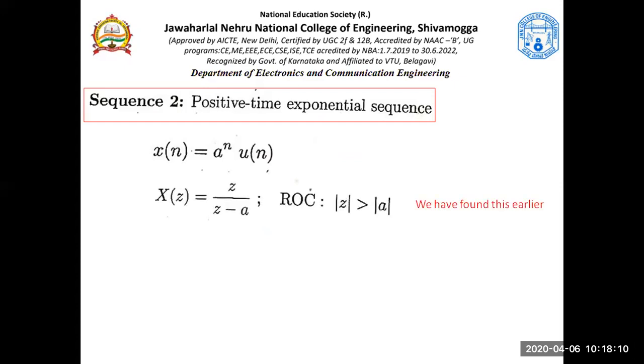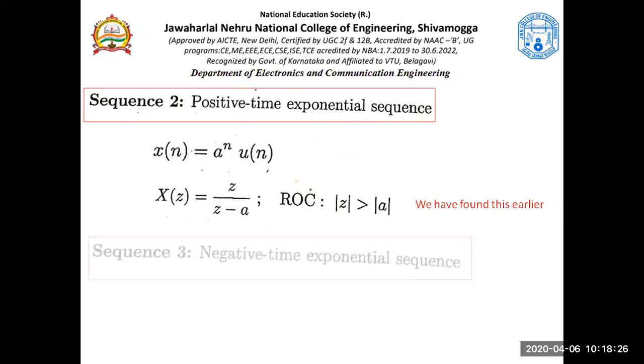Now let's go with the positive time exponential. This is something that we have seen when we were discussing the region of convergence for infinite sequence. Finite sequence also we have seen. This is for infinite sequence. And again I'm not going to deal with this. This is something that we have found earlier. That part of the notes has already been put in Google Classroom for your reference. You can go through that if you're not aware of this.